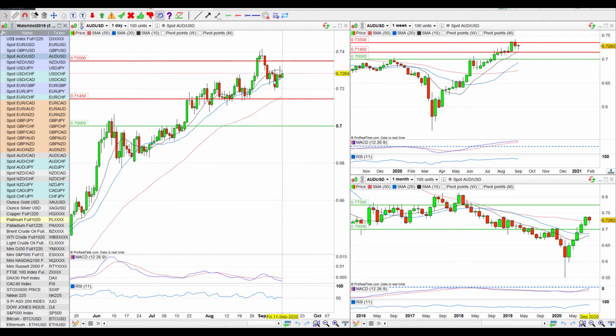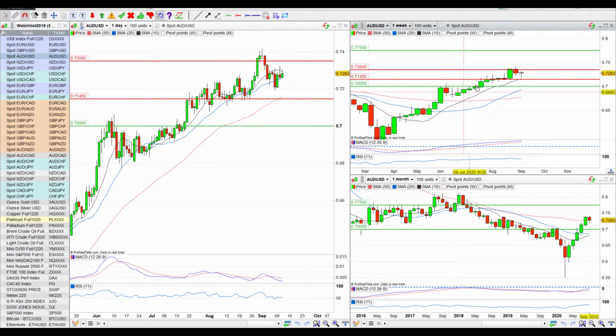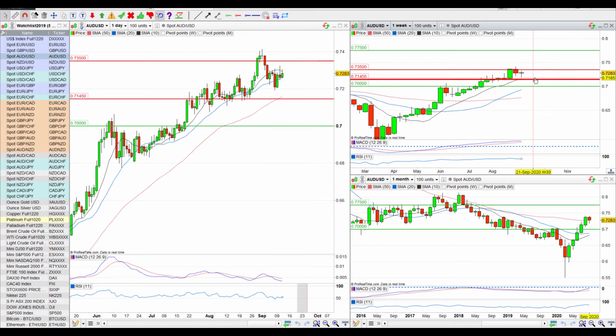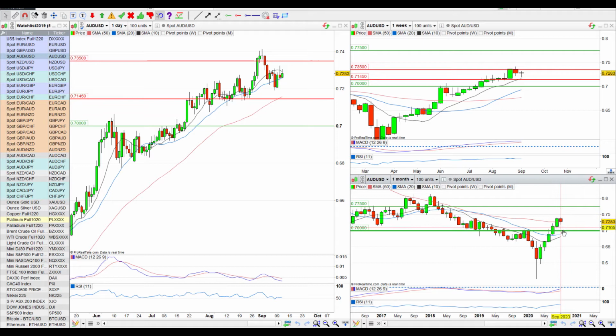Then having a look at the Australian dollar against the US dollar. Similar to the euro, it's been relatively strong lately, and a smaller retracement down to, let's call it 0.715, I think at a minimum. It is overextended in terms of the monthly, just in terms of a nice little pullback.